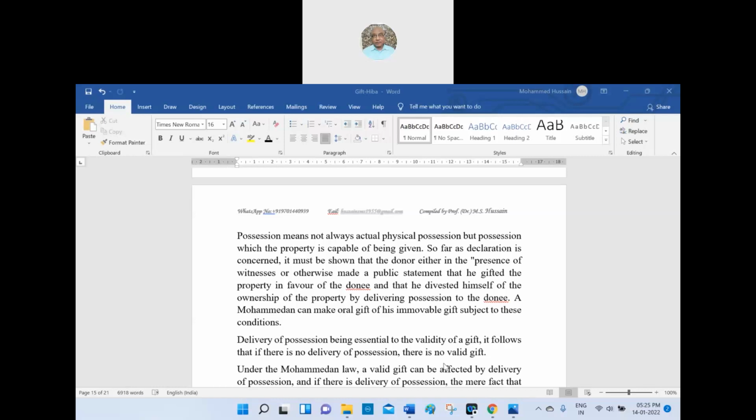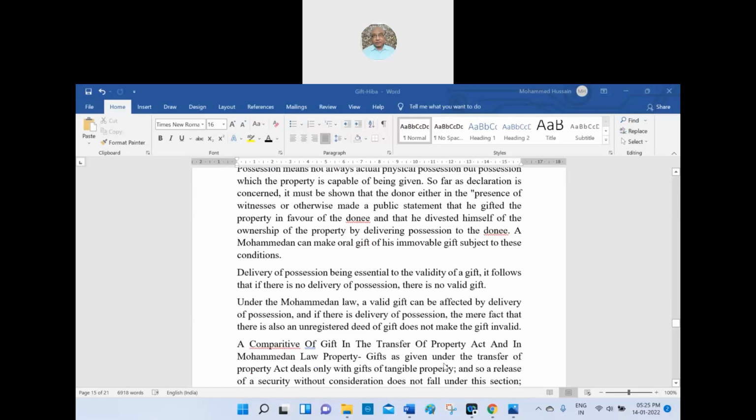Yes, that is the intention to give to the donee. Even though there is no registration, it is still a valid gift under the Muslim law. Section 123 of the TP Act will not be applicable over there. A Mohammedan can make an oral gift of his immovable property subject to these conditions. What are the conditions? Some minor conditions are there.